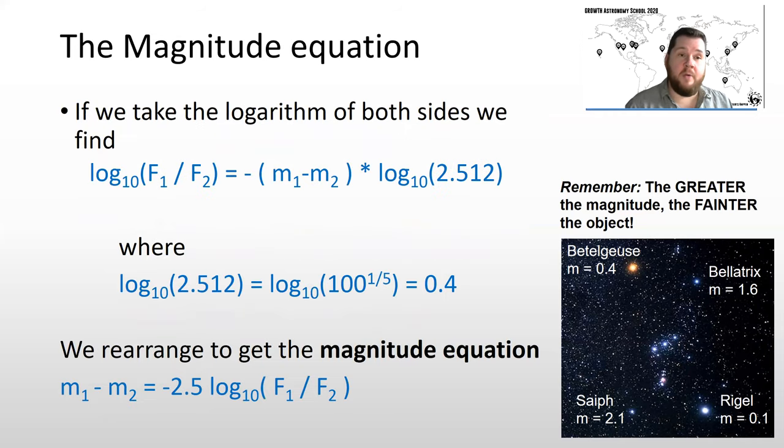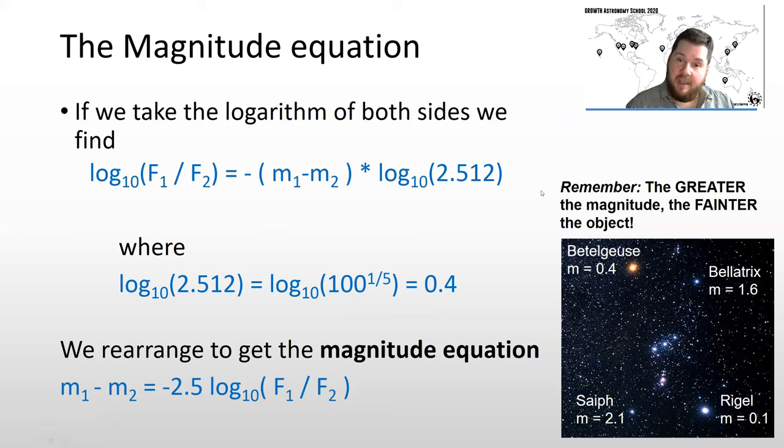If we take Pogson's equation, take the logarithm of both sides and do a bit of rearranging, we find that log to the base 10 of F1 over F2 equals minus (M1 minus M2), multiplied by log 10 of 2.512. Remember, 2.512 was 100 to the power 1/5. So we see that the log to the base 10 of 2.512 is equal to 0.4. We put that in and rearrange again, and we get M1 minus M2 equals minus 2.5 log 10 of F1 over F2. So this is the magnitude equation, and this is the fundamental equation behind what we're talking about here.